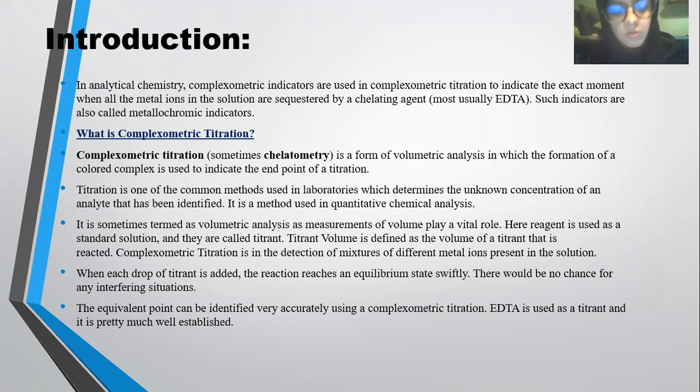Titration is one of the most commonly used methods in the laboratory, to determine the unknown concentration of an identified analyte. It is a method used in quantitative chemical analysis, which I also performed in the previous semester. It is sometimes termed volumetric analysis, as the measurement of volume plays a vital role. A reagent used as a standard solution is called the titrant. Complexometric titration is used in the detection of a mixture of metal ions present in solutions.